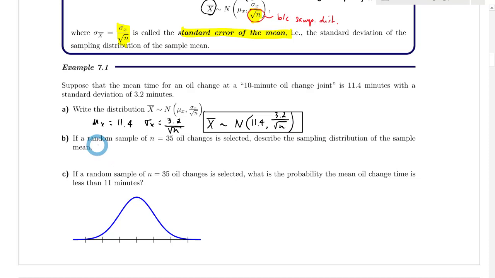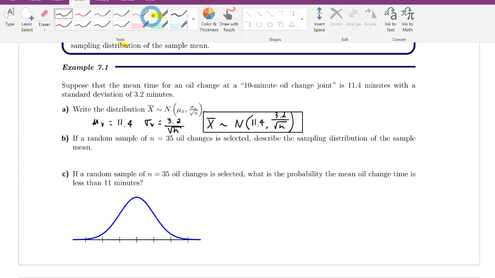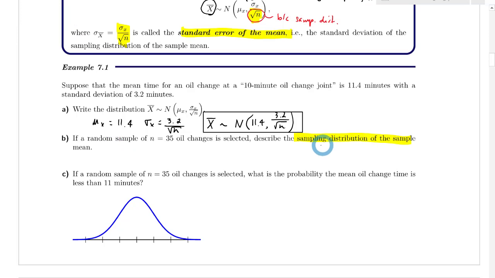The next example says if a random sample of 35 oil changes is selected, describe the sampling distribution of the sample mean. So when we want to describe the sampling distribution, this means we're going to describe mu sub x bar and sigma sub x bar.